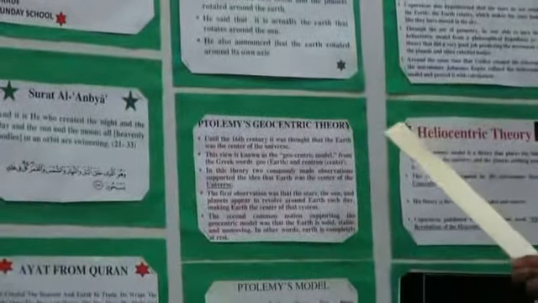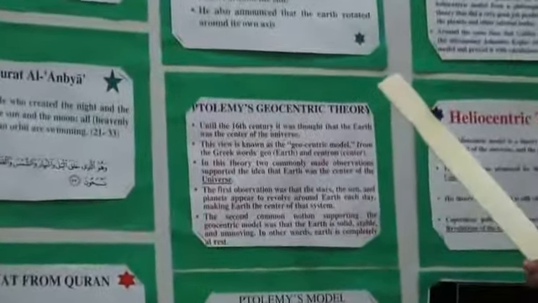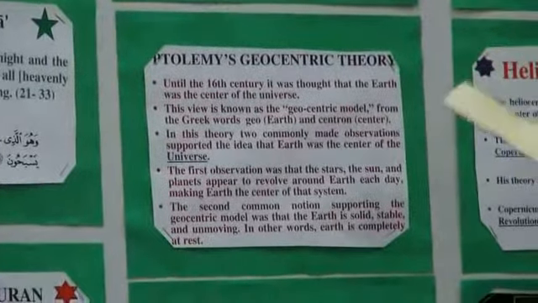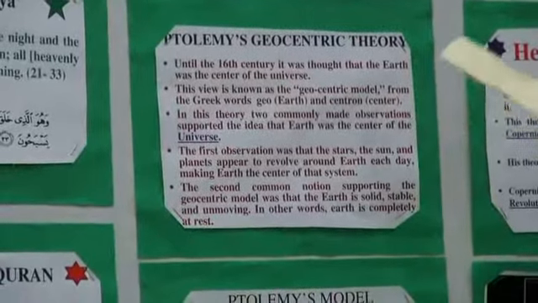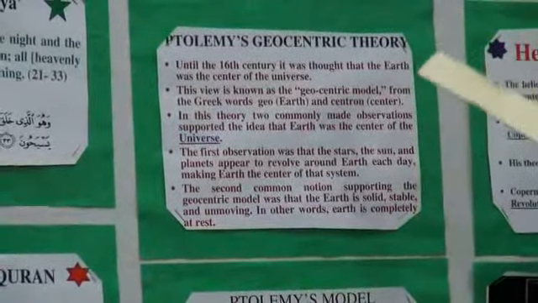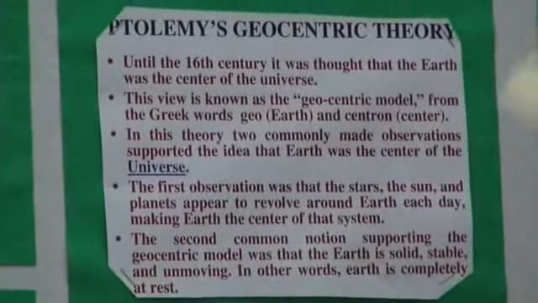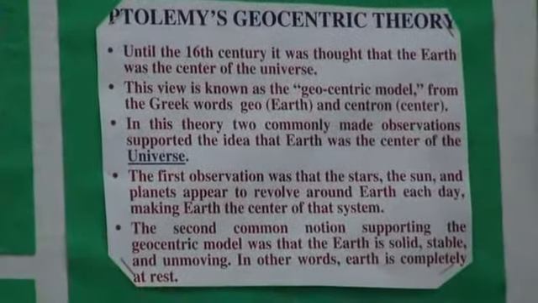Ptolemy's geocentric theory. Until the 16th century, it was thought that the earth was at the center of the universe, and this view was known as the geocentric model. From the Greek words, geo means earth and centron means center.